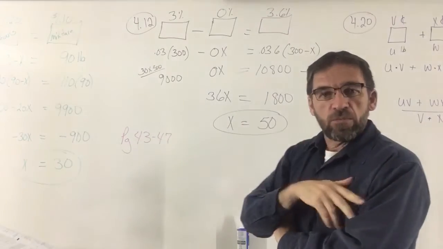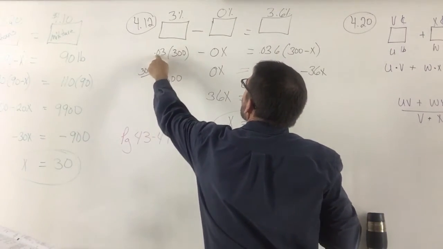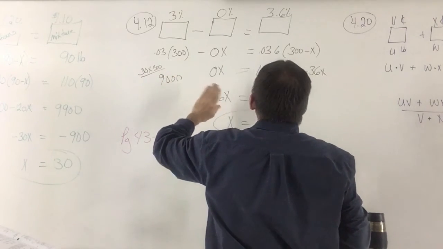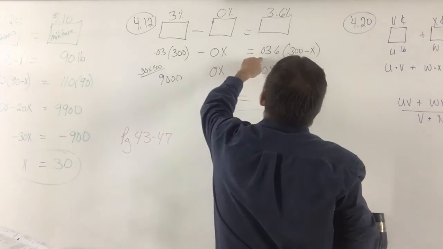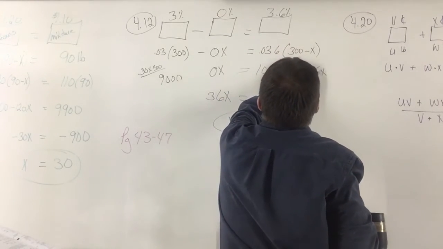I'm a little bit confused. I'm lost right here. I don't know why. Because I see here I went 30 times 300. I should have just went 3 times 300, which would have made 900. And then I went 0.36, so I should have went 36 times 300.